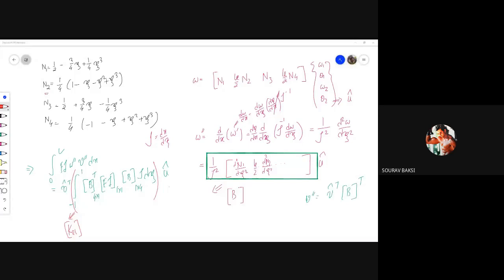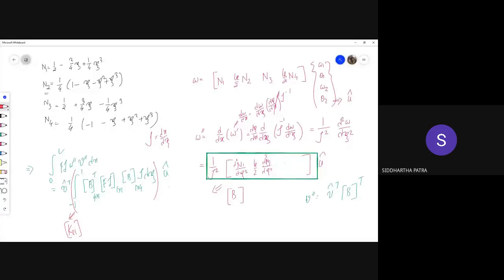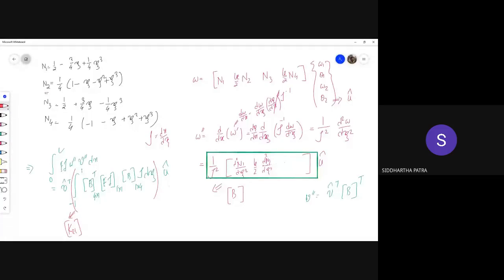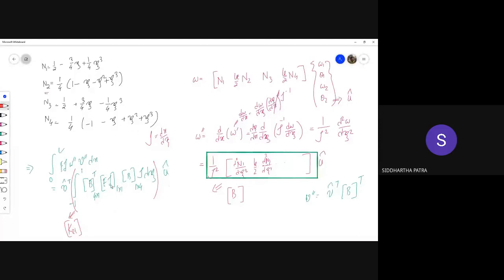If you look at the element stiffness matrix, EI, if we assume, and this is where for the first time we are making this assumption, that the Young's modulus and the cross section are uniform across the length, we can bring them outside of the integration. So all we have to do is multiply B transpose with B and then do the integration.